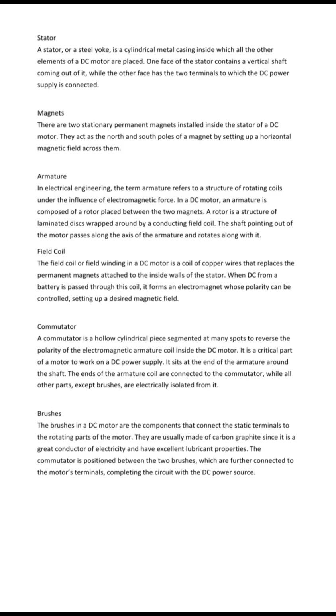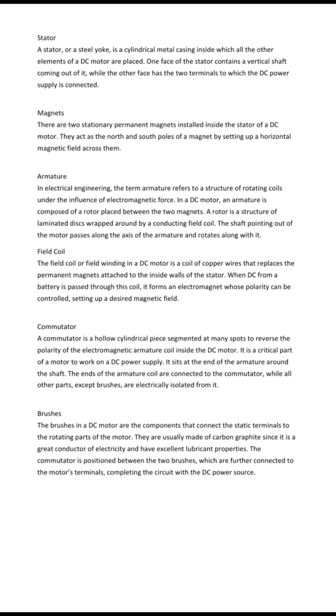A stator. A stator is a steel yoke, a cylindrical metal casing inside which all other elements of DC motors are placed. One face of the stator contains a vertical shaft coming out of it, while the other face has two terminals to which the DC power supply is connected. Magnets. There are two stationary permanent magnets installed inside the stator of a DC motor. They act as the north and south poles of the magnet by setting up a horizontal magnetic field across them.